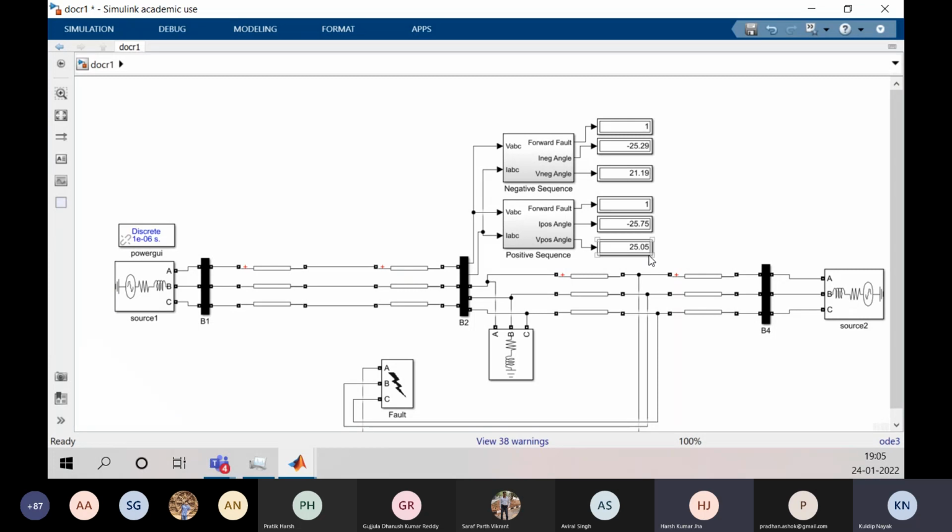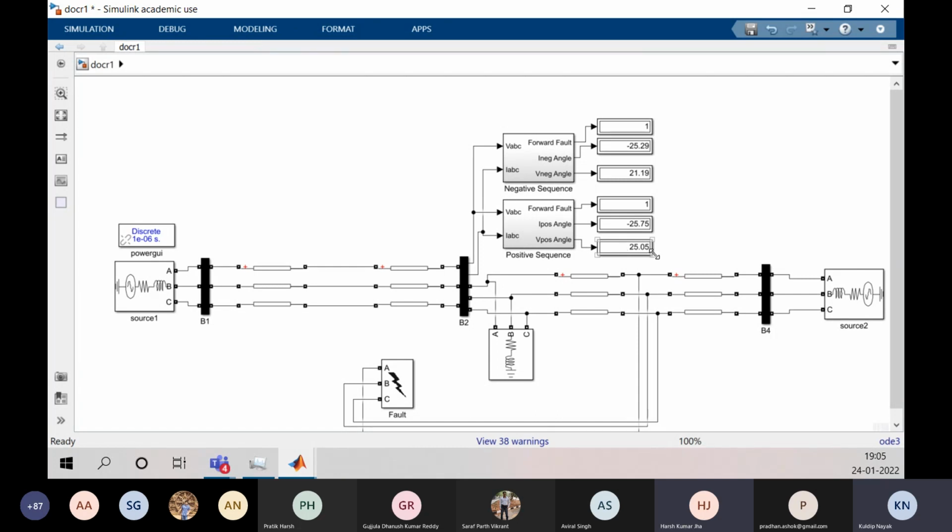So you can see here, in case of a forward fault, this is the angle of the voltage, and this is the angle of the current, and these angles are specified in degrees. So here we can see that the current is lagging the voltage. This is 25 degree and this is minus 25 degree. So for a forward fault, the current is lagging the voltage.